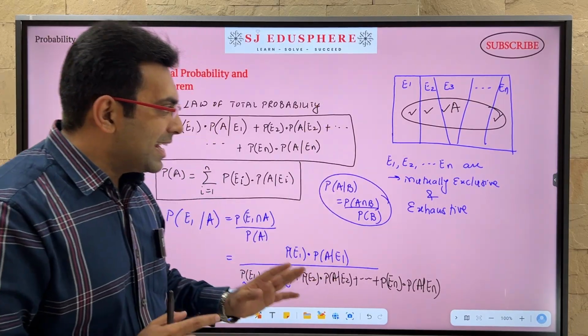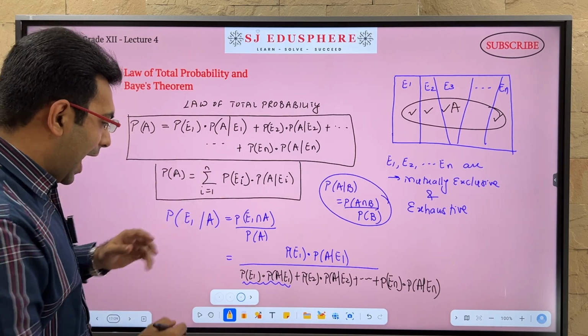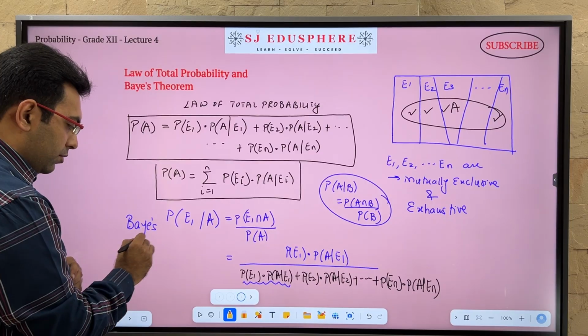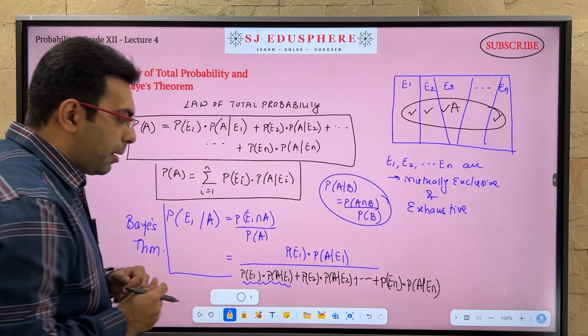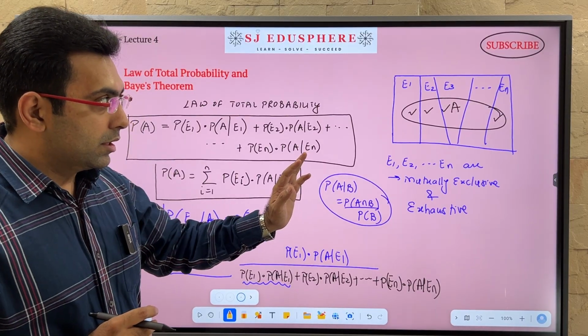So understand this concept of law of total probability and Bayes theorem, and then we will explore the sums based on the same. So take a recall with this.